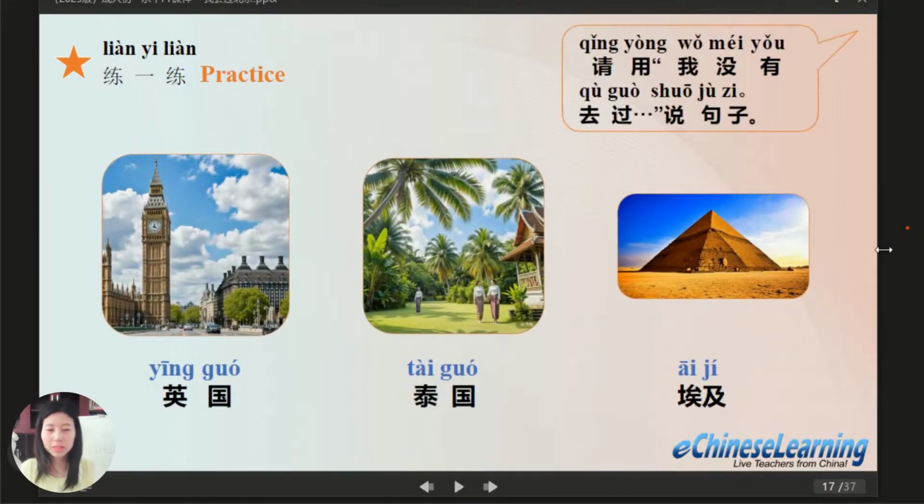Okay, let's see the next one. For this practice, we're going to use 我没有去过. I haven't been to somewhere. That's the structure to make sentences. I think it's easy, right? You just need to put the object, just the country, into the sentence. So that would be the whole sentence. The first one would be 我去过英国.